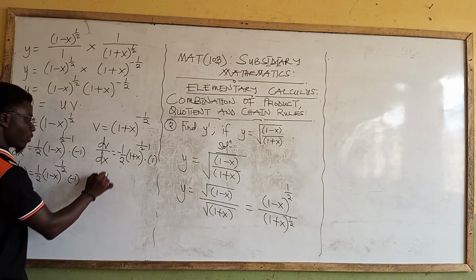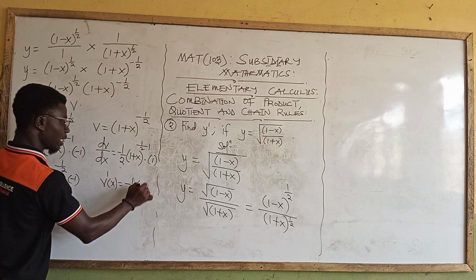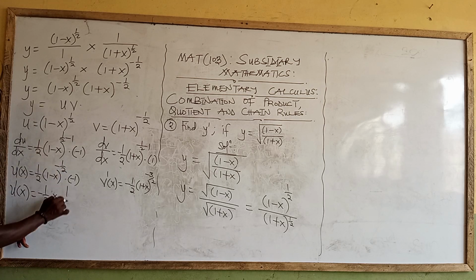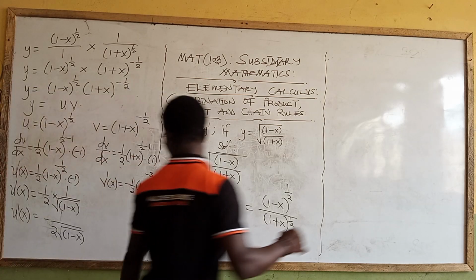Then we have v prime of x must be equal to negative half, then (1 plus x) exponent negative 3 over 2. Right. Forget about this one. We need to multiply it again. So my u prime of x must be equal to, we multiply the negative half, then times, you can take the inverse of that, which is 1 over (1 minus x), then we bring our square root, right? So I can get my u prime of x should be equal to negative 1 over 2 square root of (1 minus x).